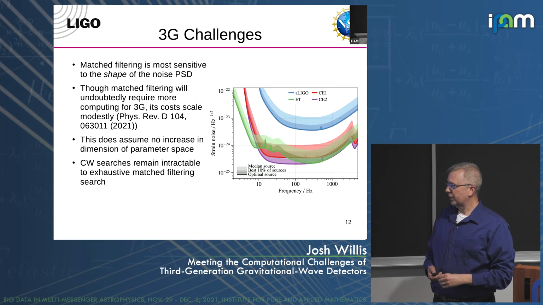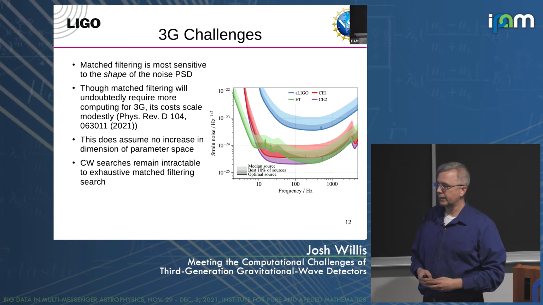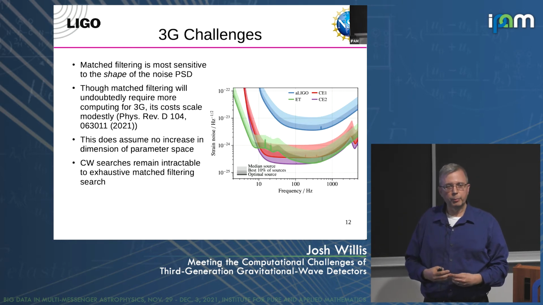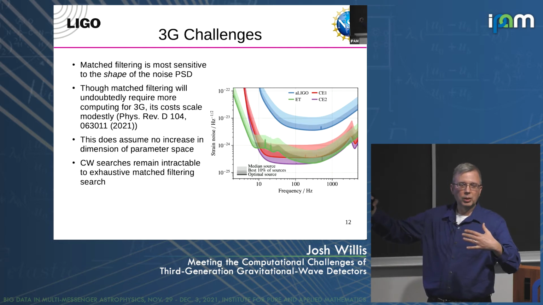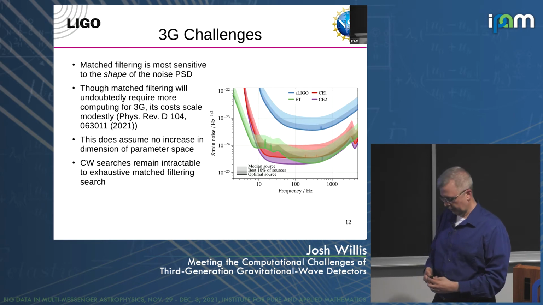Continuous wave searches are, as I said, if you actually run the numbers for what a match filter search would look like right now, many orders of magnitude more than all the computers in the world, and that remains true. So that's still intractable, and so we'll still need sophisticated techniques to deal with that.